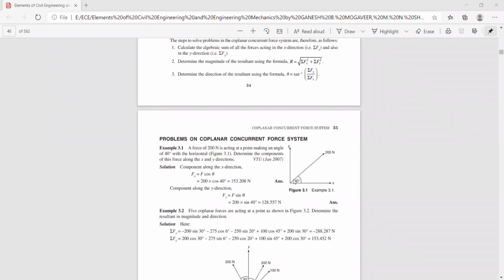Now you can see here, this force is acting in the first quadrant. You can see the sense of the force. It is acting in the first quadrant, and the direction of this force is 40 degrees with respect to the horizontal axis.